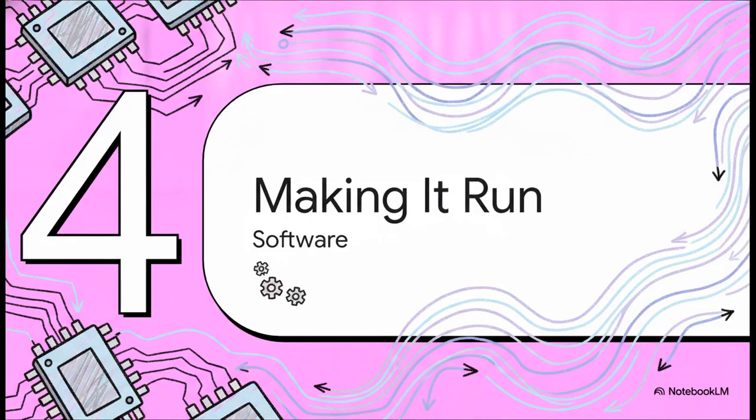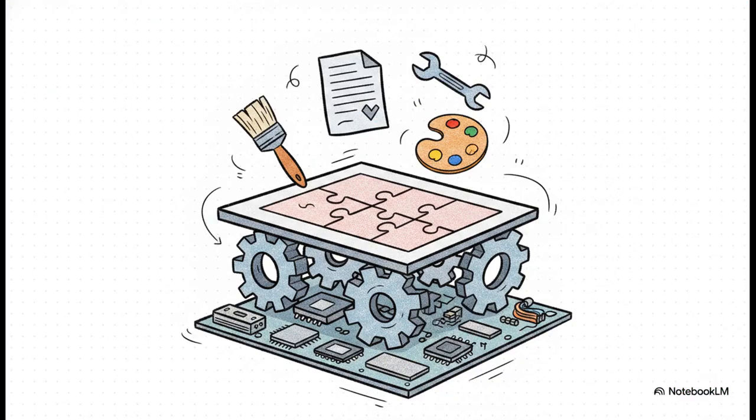Which brings us to section 4, making it run with software. Because let's face it, all this incredible hardware is completely, utterly useless without the invisible rules that govern it. Software essentially splits into two distinct worlds. First up, system software. This is the foundational layer. Your operating system, like Windows or Linux, acts as the ultimate interface, allowing you to actually talk to the hardware we were just geeking out about.